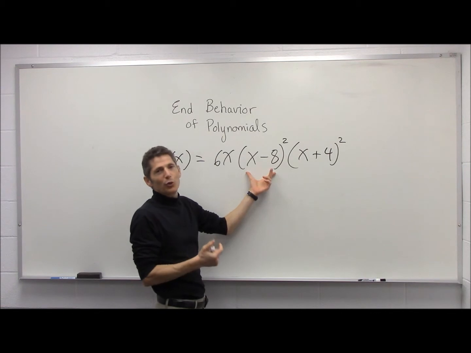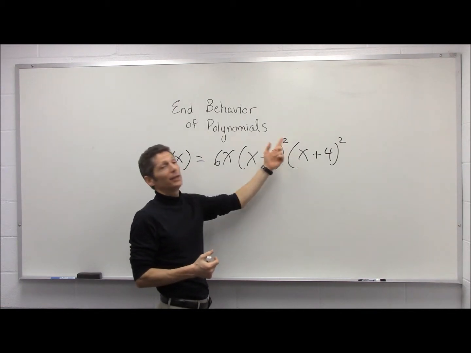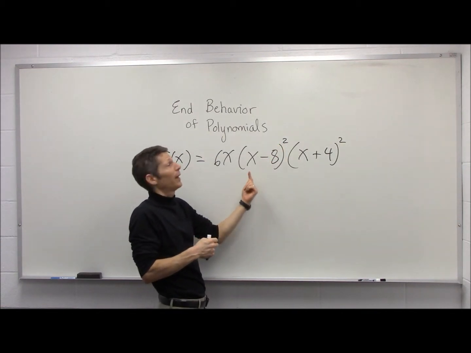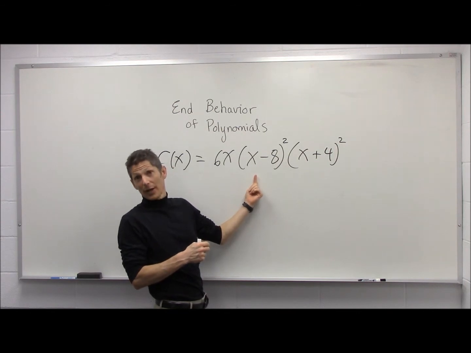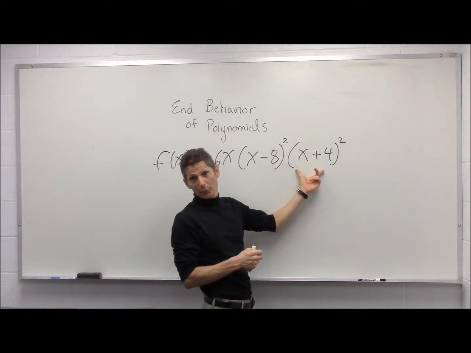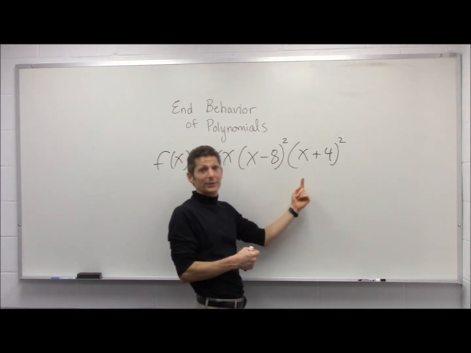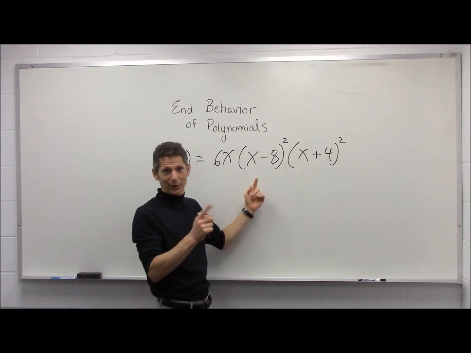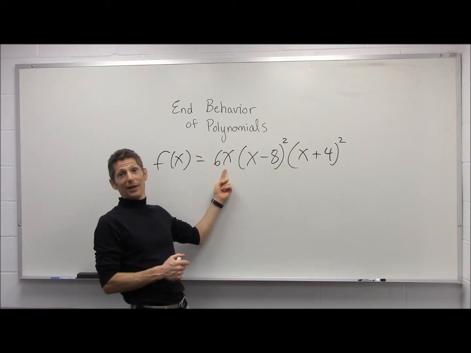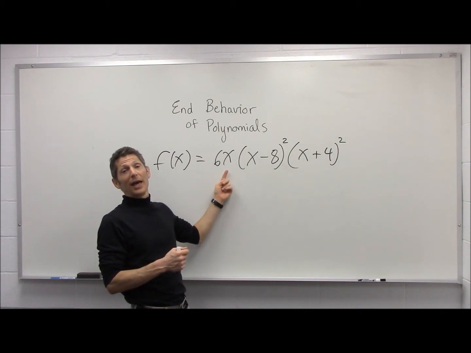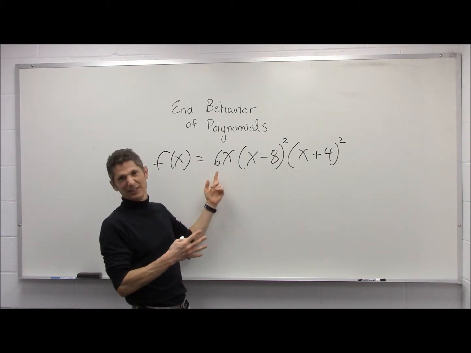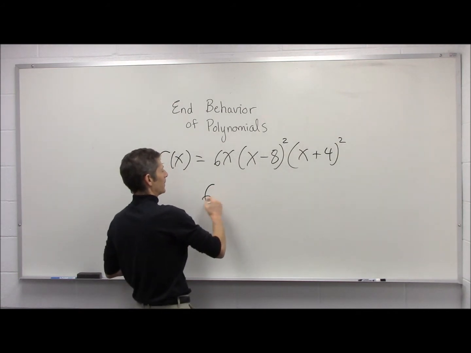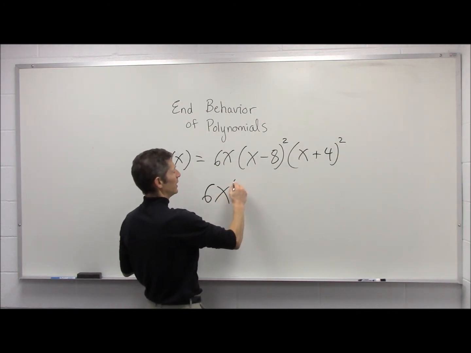So let's find the controlling term, shall we? Again, I'm not even going to write this up. This is really two of these guys, x minus 8 squared. So the first term, x times x, gives me x squared. x plus 4 squared is another x times x. So I've got x times x times x times x, x to the fourth. Times another x, x to the fifth. And we have the 6, which is our k, times x to the fifth.